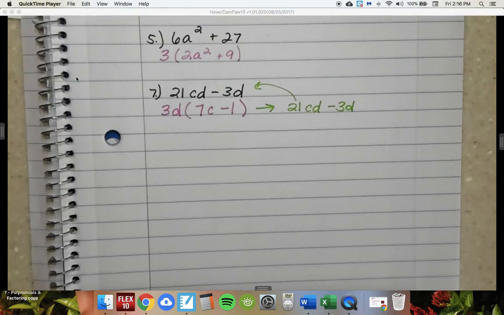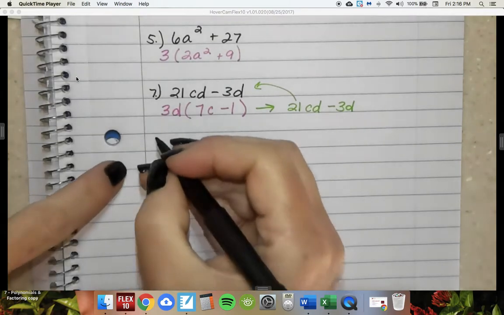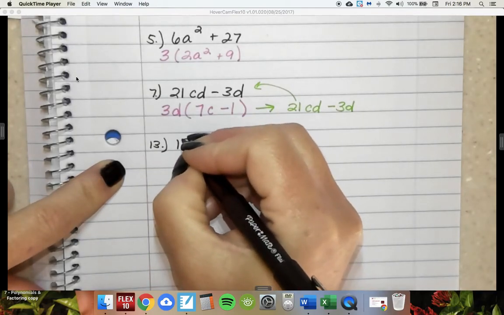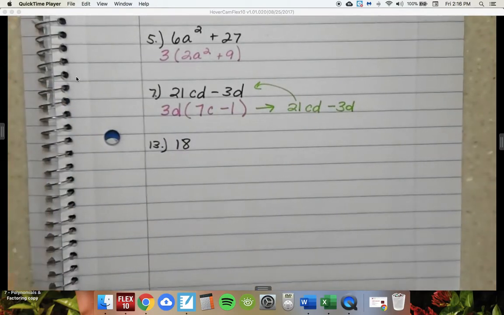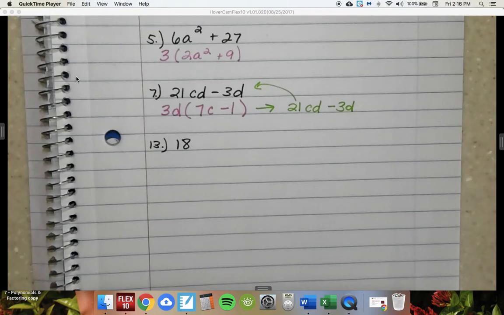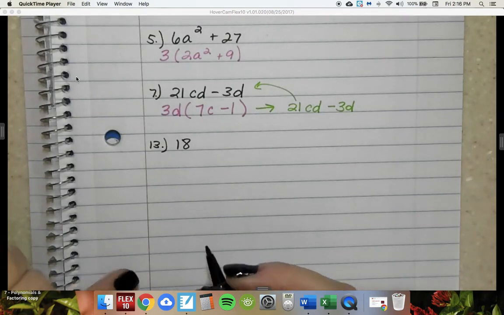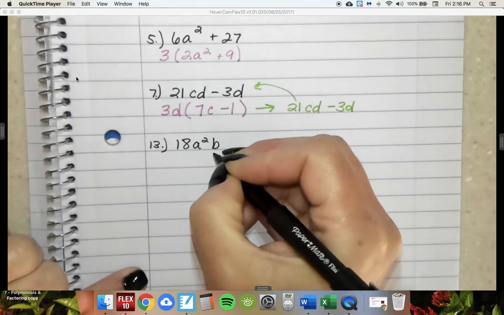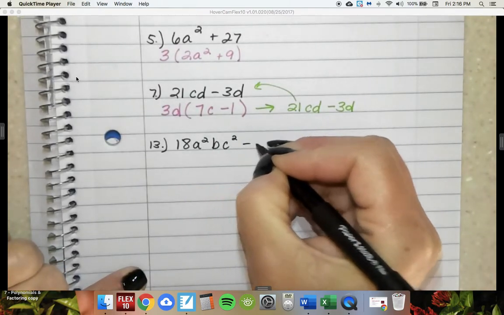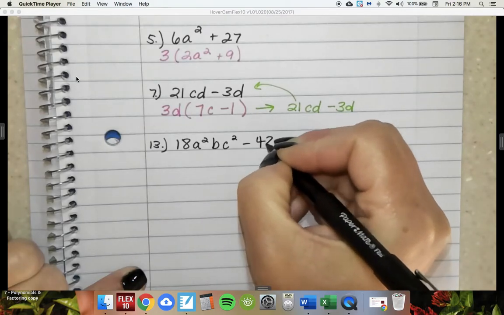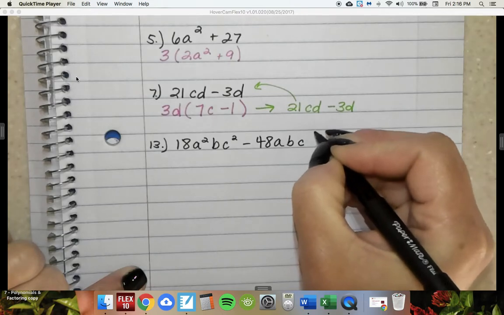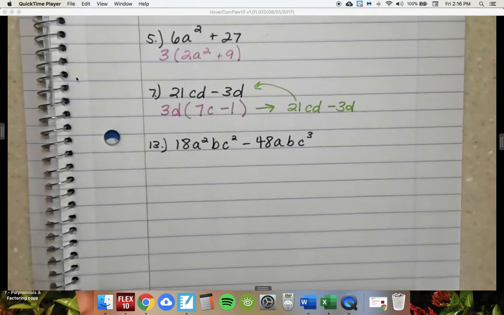Ooh, I like 13. Lucky 13. Here we go. It's 18 A squared B C squared minus 48 A B C, and the C is to the third power.